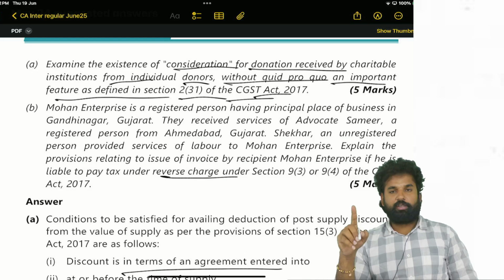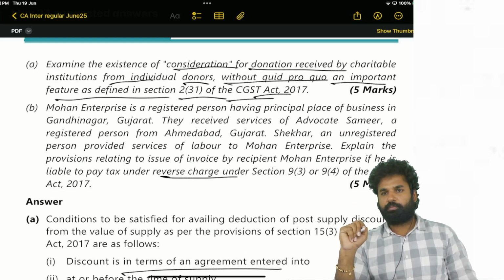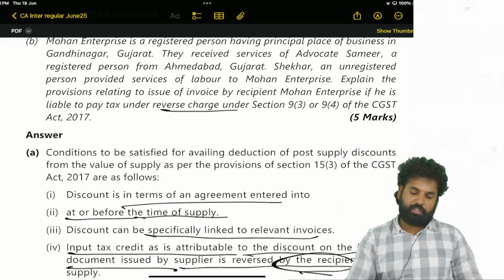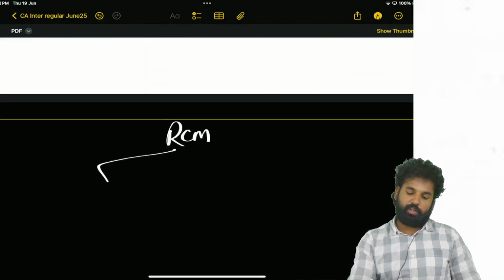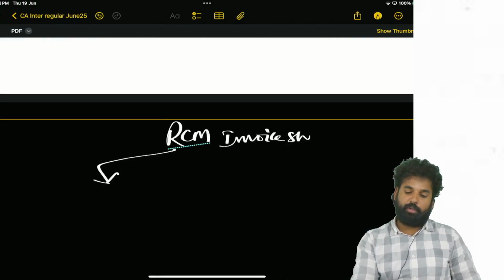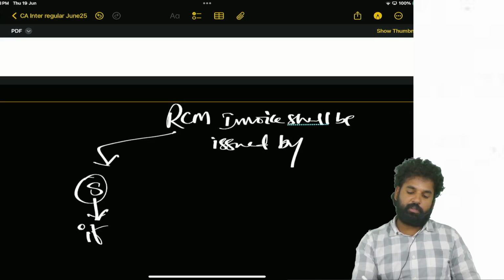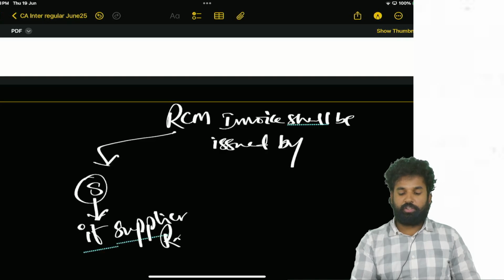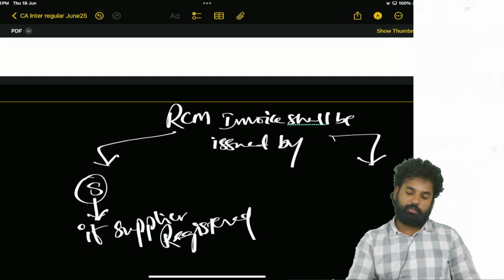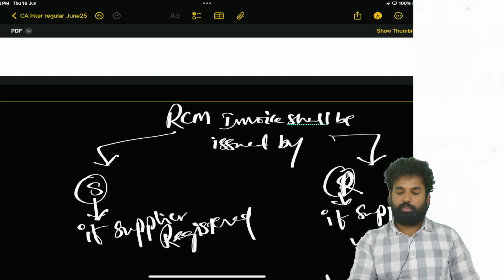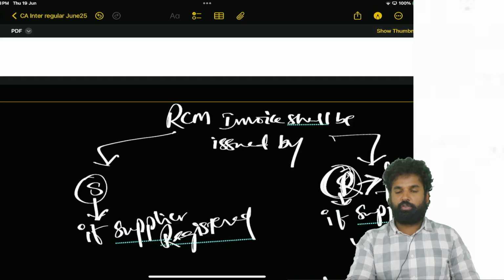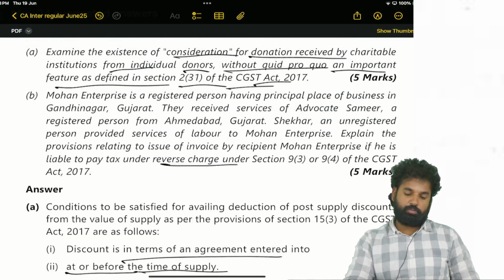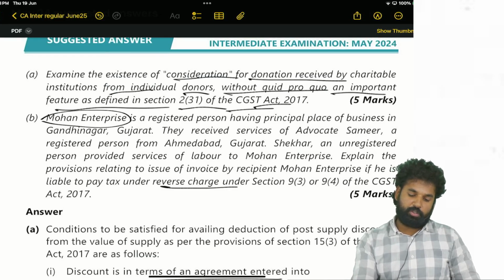Under 9(3)/9(4). First case, invoice has to be issued. Invoice shall be issued by whom? See, in reverse charge cases, invoice shall be issued by supplier if supplier is registered, and by recipient if supplier is unregistered. Recipient issuing the invoice means self tax invoice. Got it? So who shall issue? Mohan Enterprises shall issue in the first case.